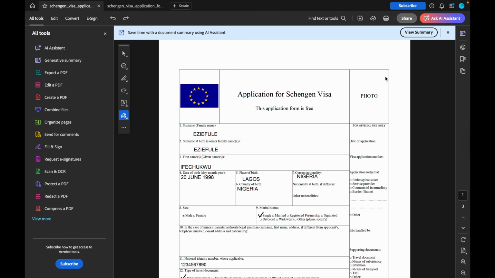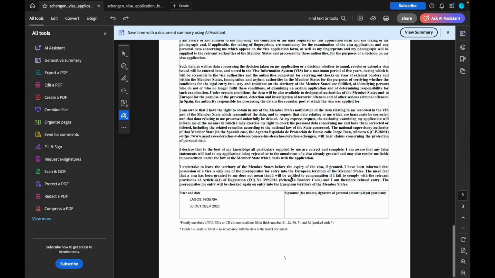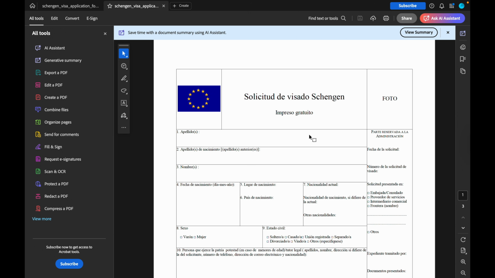This is where your photo will be appended. Then you're going to make sure that you sign. Even if you don't sign, the reviewing person at the BLS center is going to have you sign. So for the Spanish form, it's exactly the same information that you're going to replicate here.